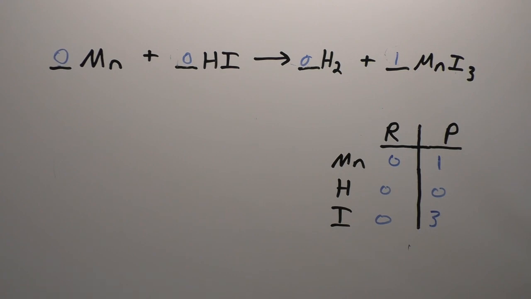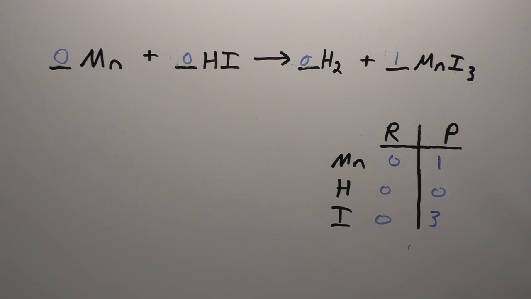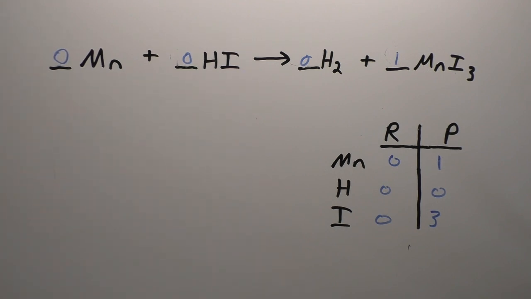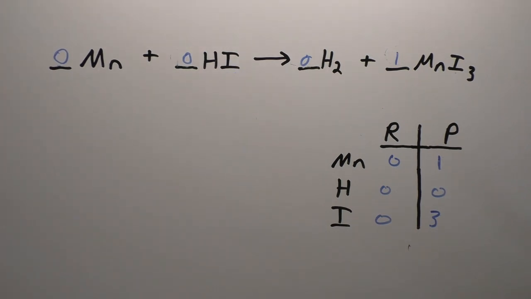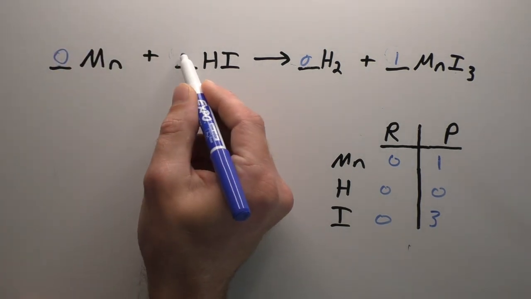Next, what we're going to do is balance iodine by placing a coefficient in front of this hydrogen iodide that gives us 3 iodine atoms. So again, we have an understood subscript of 1 in this HI compound, right? So we need a number that, when multiplied by this understood subscript of 1, gives us 3. In this case, it's pretty easy. It's simply going to be a 3.